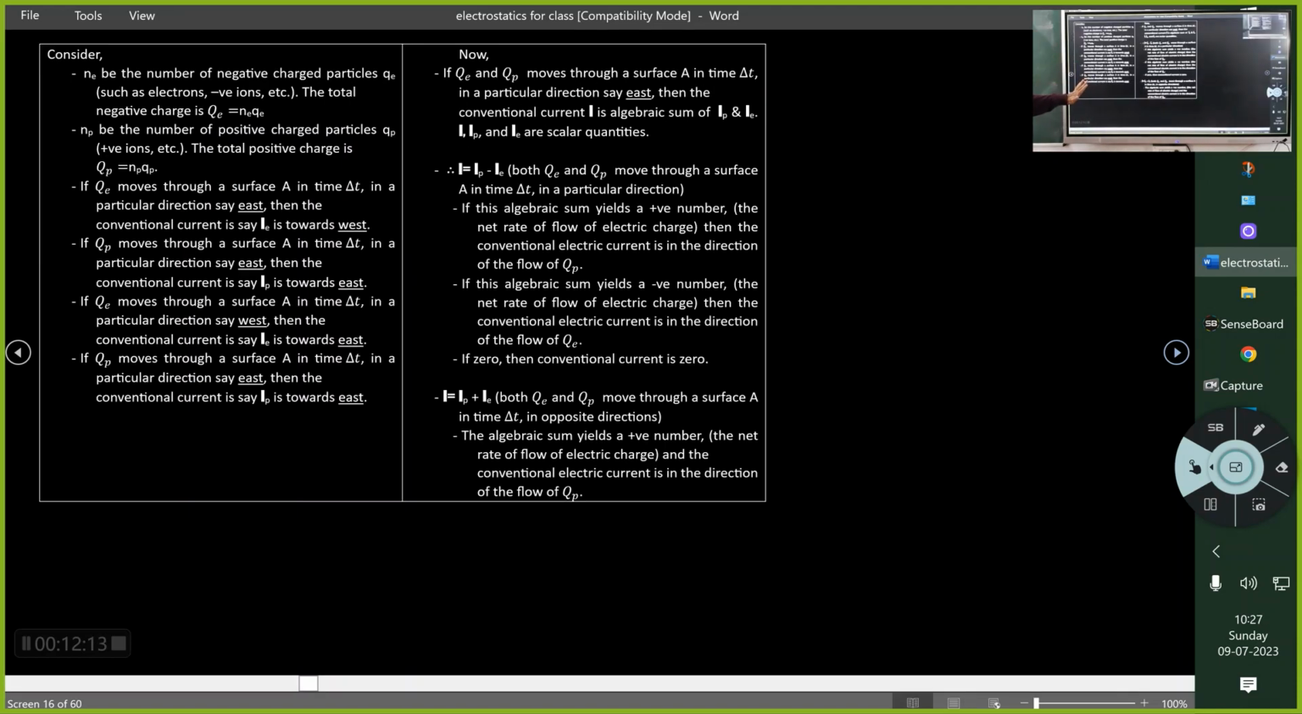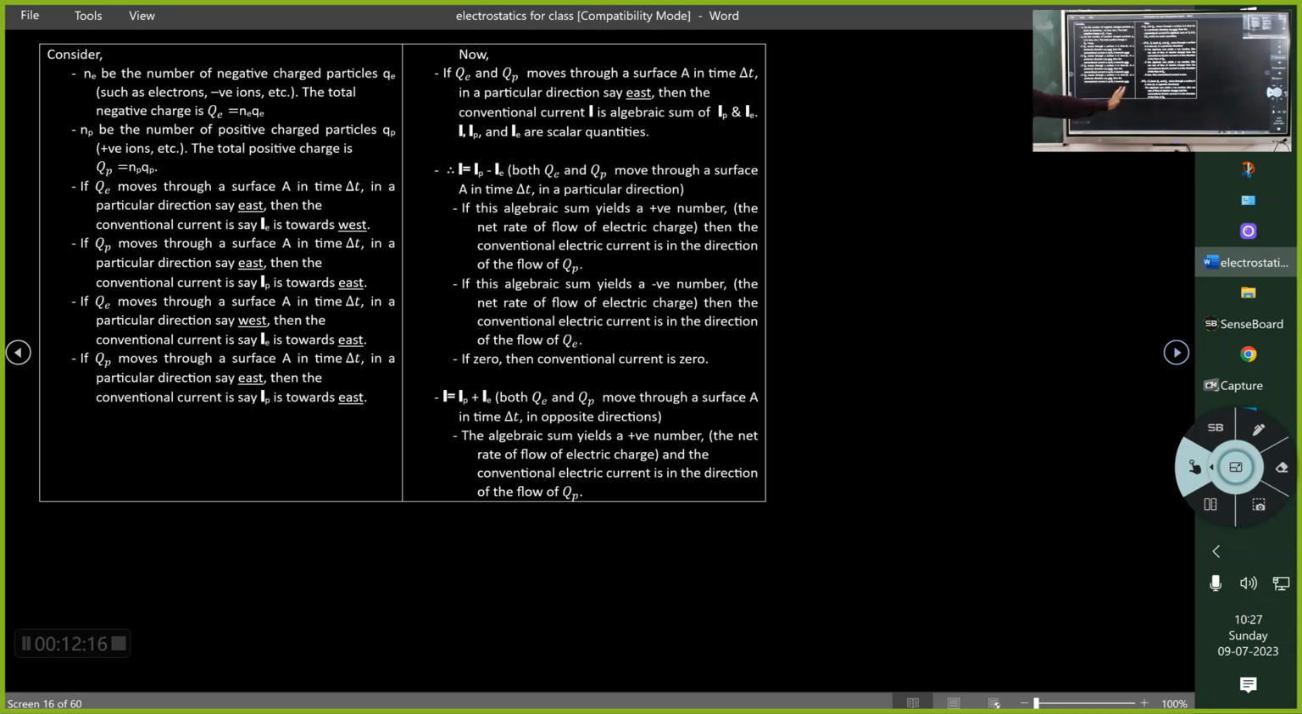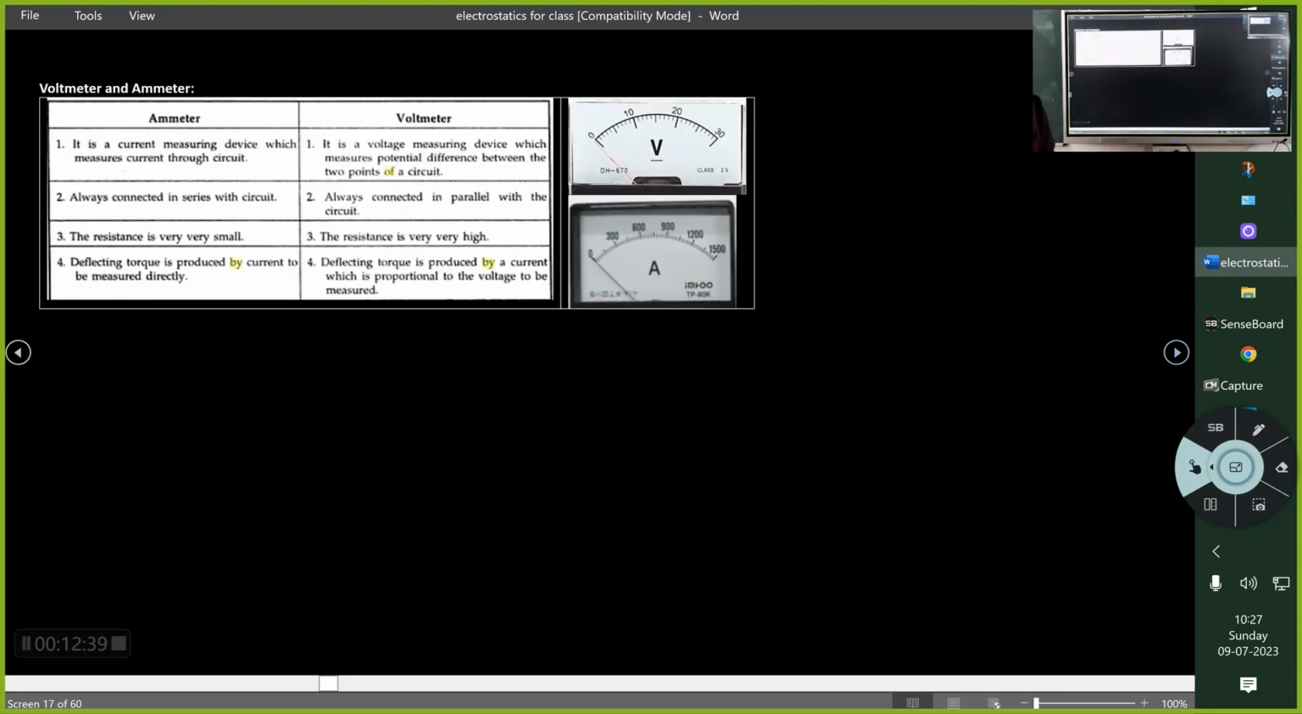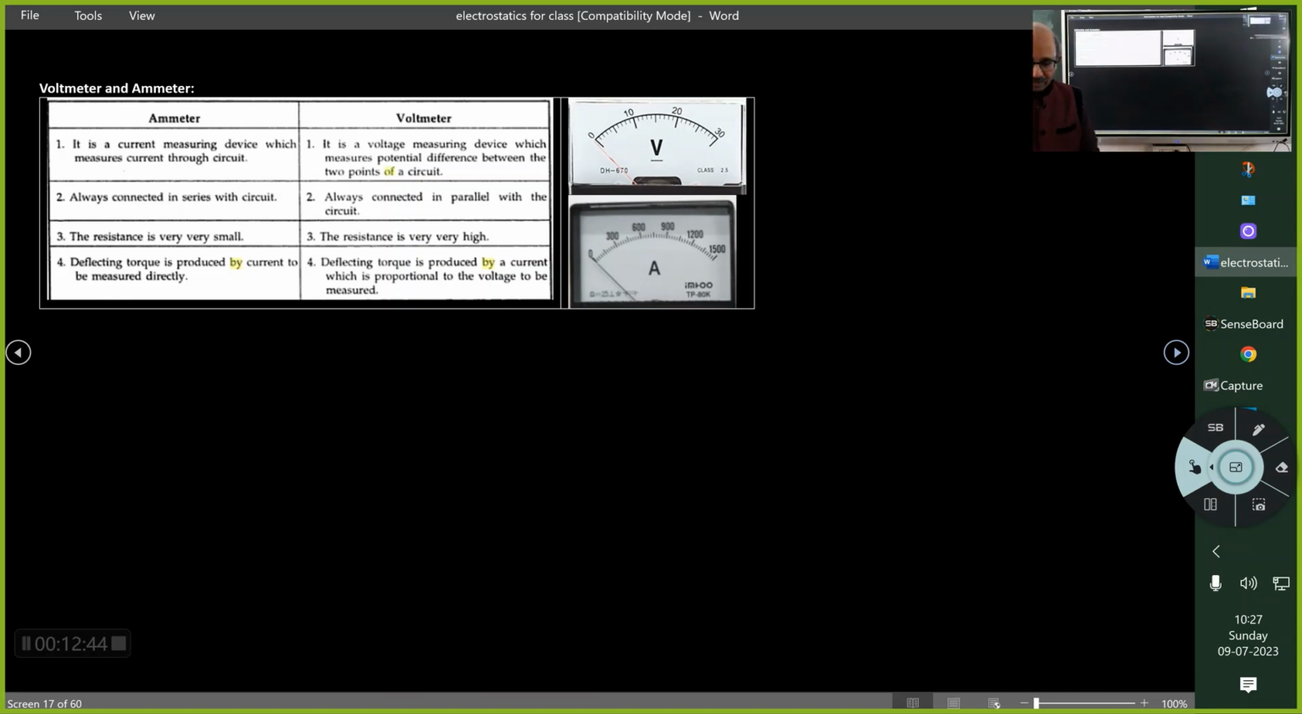Now I have elaborately explained what natural current is and what conventional current is. So for any current, whether it is negative charges moving or positive charges moving, you first convert it into conventional current. Then you add whatever conventional currents are there. That gives you the final answer. Clear? Voltmeters and ammeters are instruments used to measure currents and voltages.